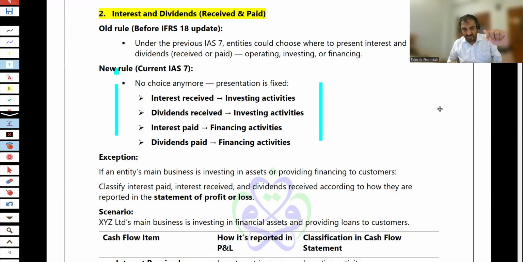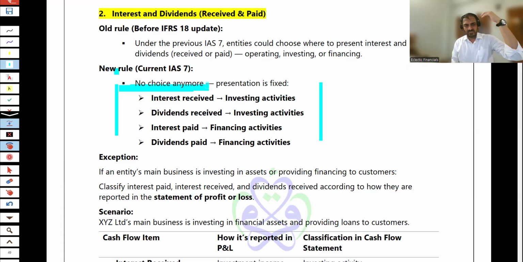If Toyota receives any interest, that's part of investing activity. Receives any dividend, part of investing activity. It's not an option, it's compulsion. You have to do that. Interest paid, financing activity. Dividend paid, financing activity. Previously, dividend paid was either financing or operating. No way now. It's a fixed rule. No choice.